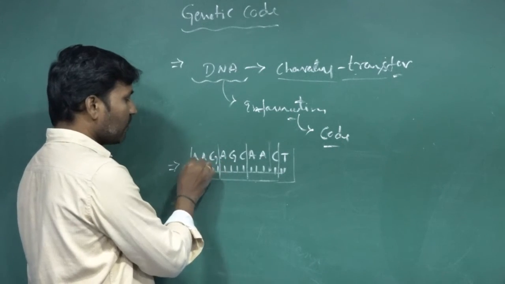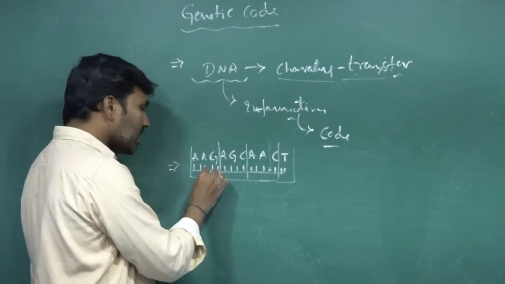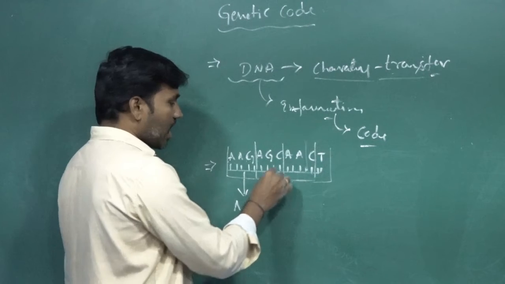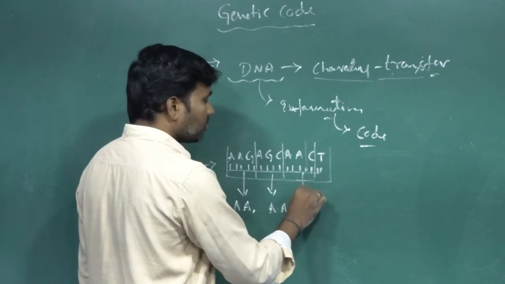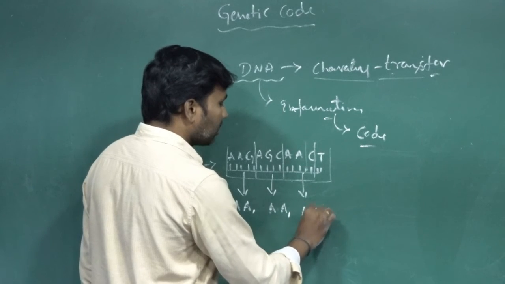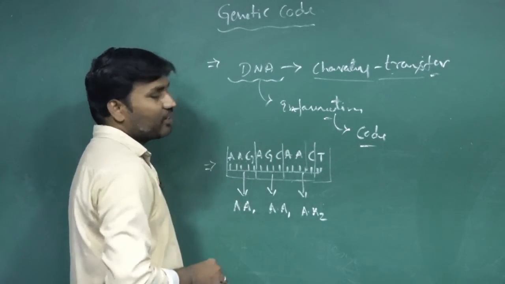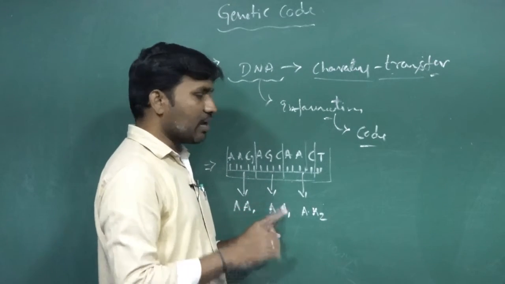So this is the first 3 nitrogen bases. Continuously, the 3 nitrogen base sequence codes for one specific amino acid here. And this codes for another specific amino acid, and this codes for another specific amino acid. Like this, each triplet code of the nucleotides codes for its own specific amino acid.